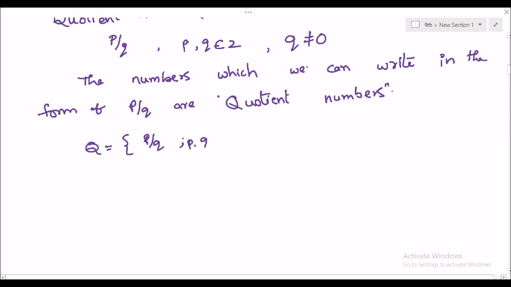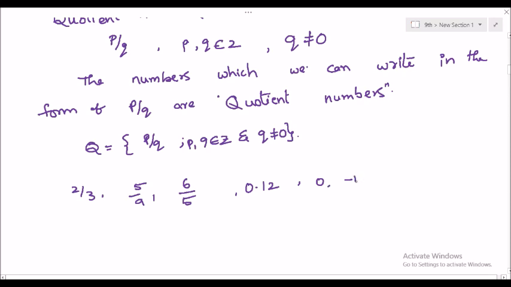P, Q belongs to Z and Q not equal to 0. For example, what are the quotient numbers? 2 by 3 is a quotient number. 5 by 9 is a quotient number. 6 by 5 is a quotient number, 0.12 is a quotient number, 0 is a quotient number, minus 1 is a quotient number and 2 is a quotient number and so on. These are the quotient numbers.